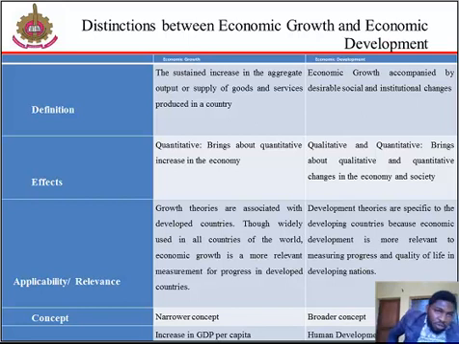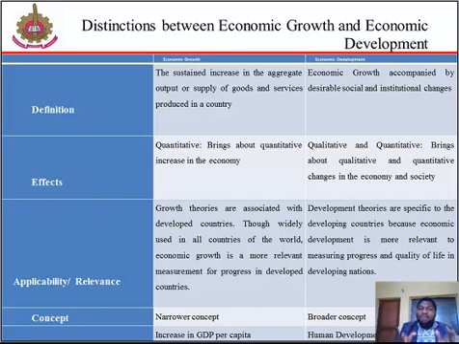Now, the distinction between economic growth and economic development. One, definition. Economic growth is a sustained increase in aggregate output or supply of goods and services in a country. That is it. Economic development is economic growth accompanied by desirable social and institutional changes. The effects: economic growth only brings about a quantitative increase in the economy, whereas economic development brings about both quantitative and qualitative changes in the economy and society.